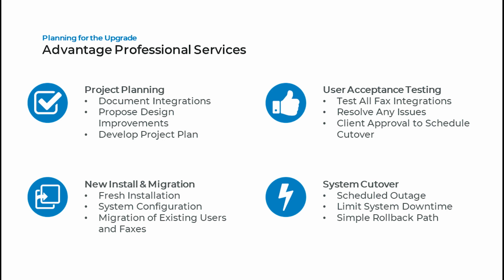Phase 3 is for user acceptance testing. This is where we would test the new RightFax system and resolve any issues we find during the testing. Finally, phase 4 is a system cutover. This is when we schedule an outage, move the telecom connections and the client connections to the new system. You can also schedule post-cutover support with your Advantage PS engineer to ensure you have a resource ready and waiting when your end users start to use the new system.